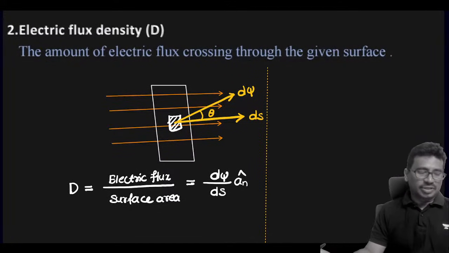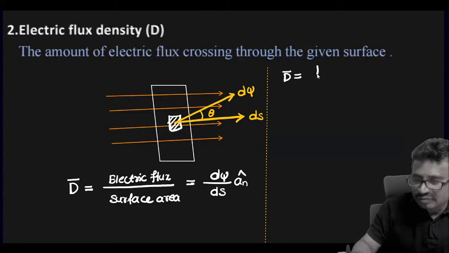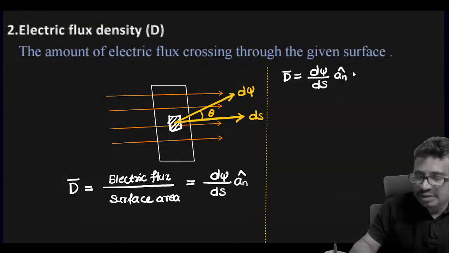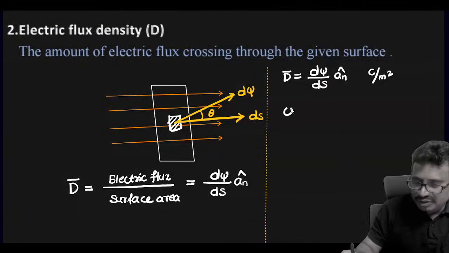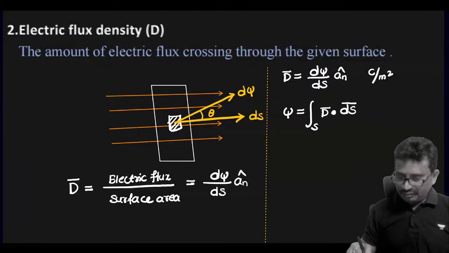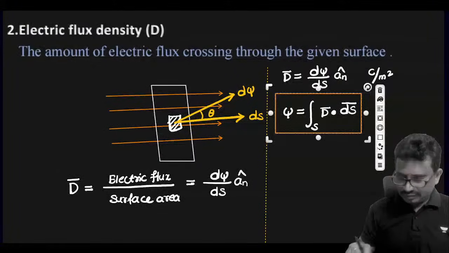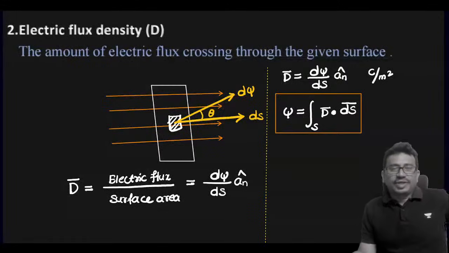What this n cap is, is a unit normal vector. Since this is a vector quantity, we can indicate it as D bar, which is dψ/ds times n cap, with units of coulomb per meter square. From this we can get the flux through the given surface, that is the surface integration of D bar dot dS bar. Then we can get the electric flux.